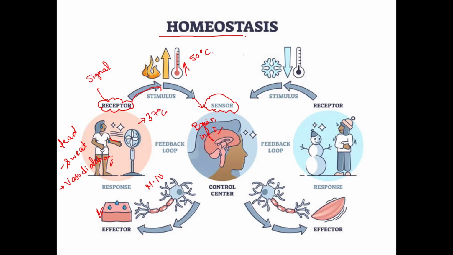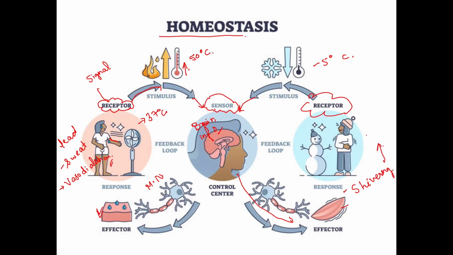Now come to the right side of the image. On the right side the temperature drops. Assume the temperature is minus 5 degrees Celsius. Again the receptors in the skin detect this change and send it to the commanding center of the body, which is the brain. The brain processes it and sends a message to the effector organ, and these muscles may cause shivering. Look at the image of the muscle starting to shiver.